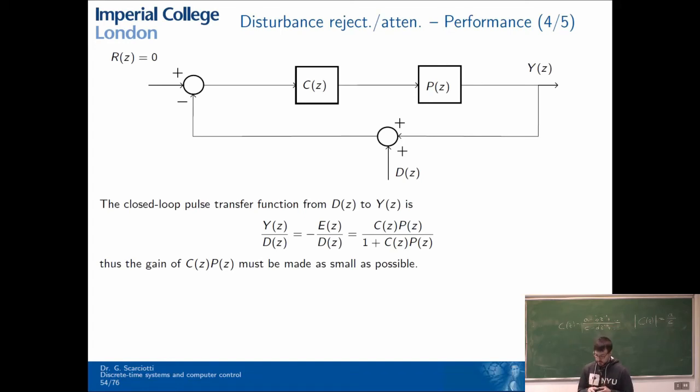So to summarize, in our analysis of the effect of disturbances, we have to be very careful about which position of the feedback loop the disturbance is entering. Depending on the position, the steps that we have to take to reject or attenuate the disturbance will be very different, as we have shown in these slides.